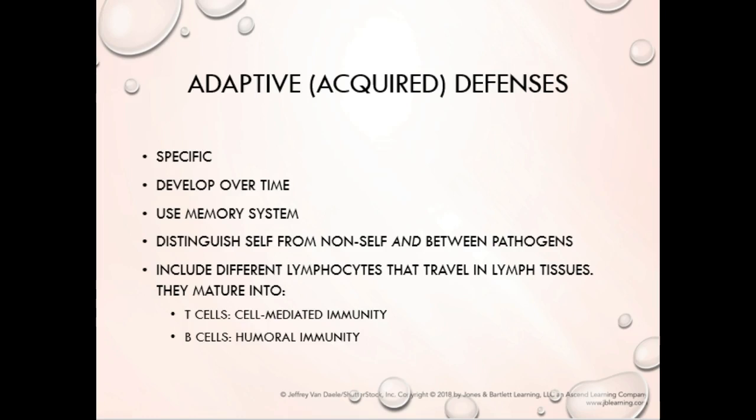So this adaptive acquired defense system that we've developed over time uses a memory system going down this checklist in order to remember illnesses and to be able to destroy them quicker. And it can tell self from non-self in between pathogens. So it's just a tad smarter. And don't think that innate defenses are not smart. I think they're fascinating that we are born with these systems in place that amazingly defend us from all these viruses and bacteria in our environment.